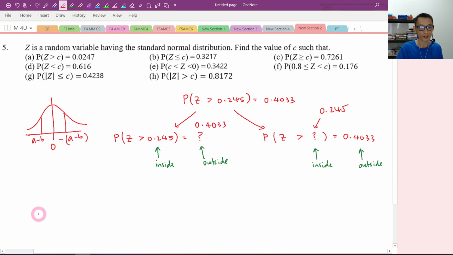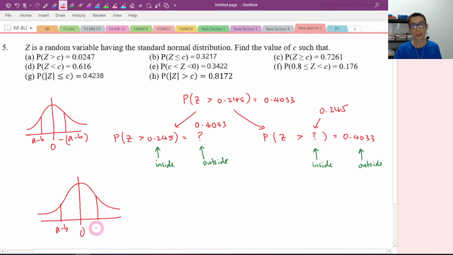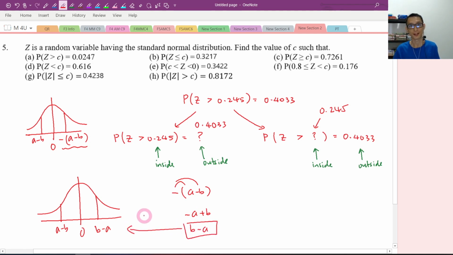Another way is we can do it this way. Let's say this is 0 and this is A minus B. We refract it to the right hand side, then it will become B minus A. Why like this? Try to expand this one. Negative A minus B. If you open up the parentheses, you get negative A plus B. Negative negative becomes positive, right? So eventually it will become B minus A. So these are the few things that you need to remember for solving this type of question.